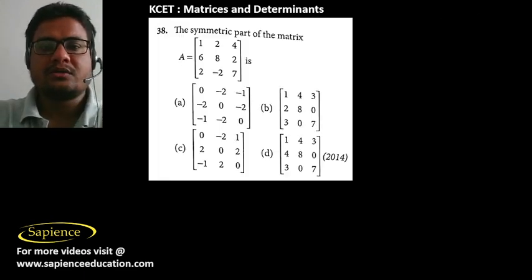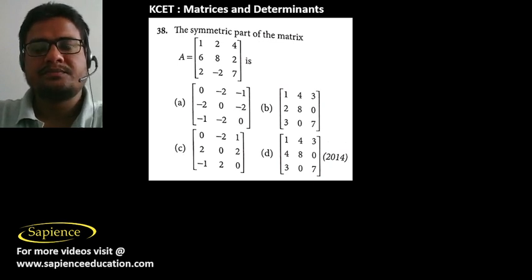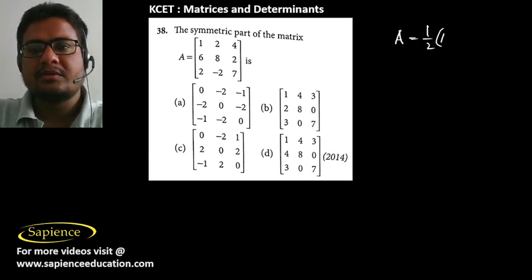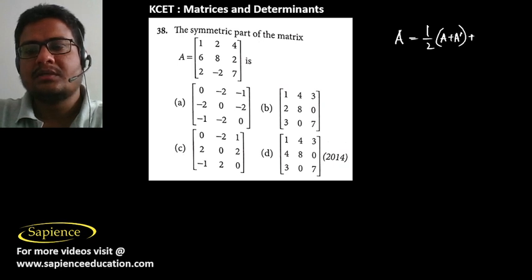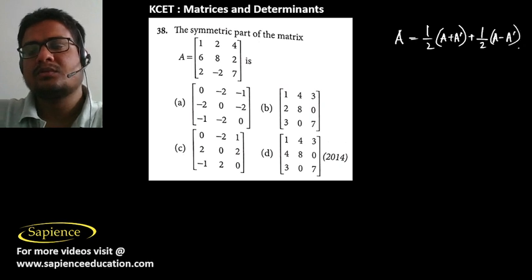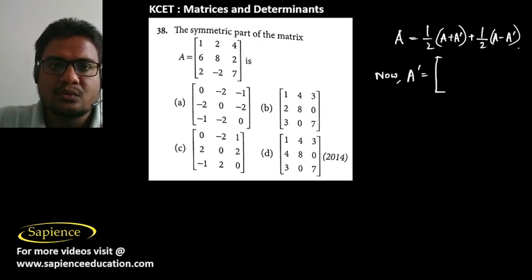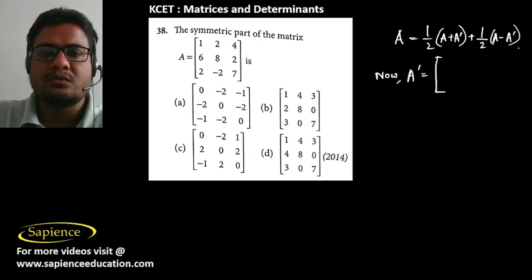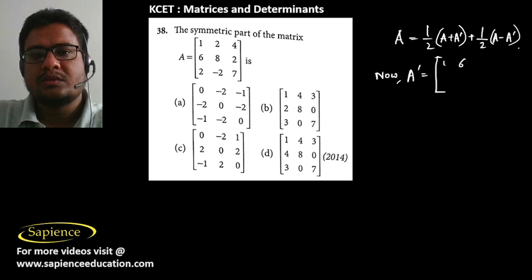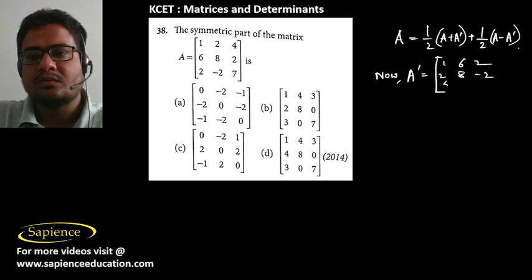Then we have to find the symmetric part of the matrix. We know that any matrix A can be written as the sum of the symmetric matrix, which is half of A plus A transpose, and the skew symmetric part, which is half of A minus A transpose. Now the matrix A transpose will be, we have to change the rows into the columns and the columns into the rows. So this will be 1 6 2, 2 8 minus 2 and 7.